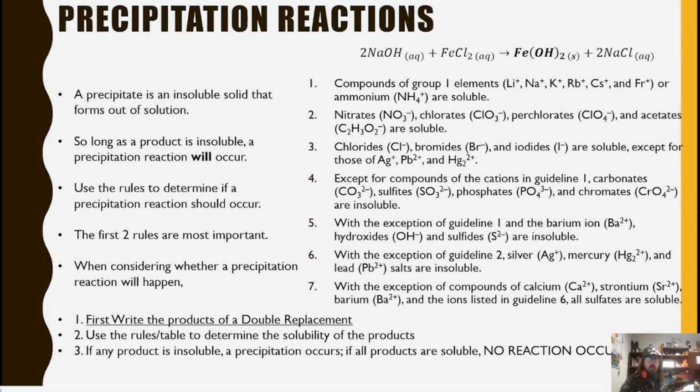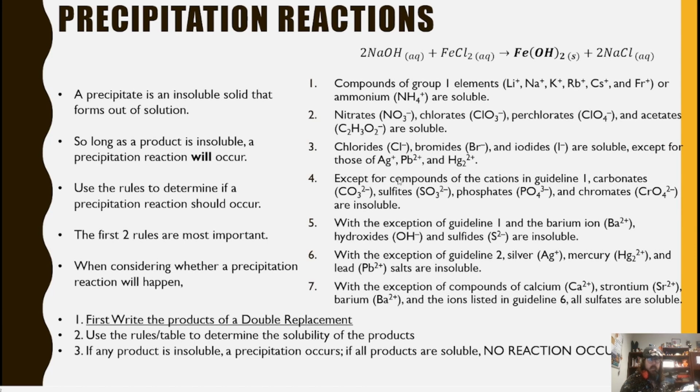For example, chloride, bromide, and iodide, group 7B elements, are soluble except when in the presence of silver, lead, or mercury. So silver chloride precipitates, silver bromide precipitates, silver iodide precipitates, lead iodide, lead chloride, lead bromide precipitates, mercury 1 precipitates.